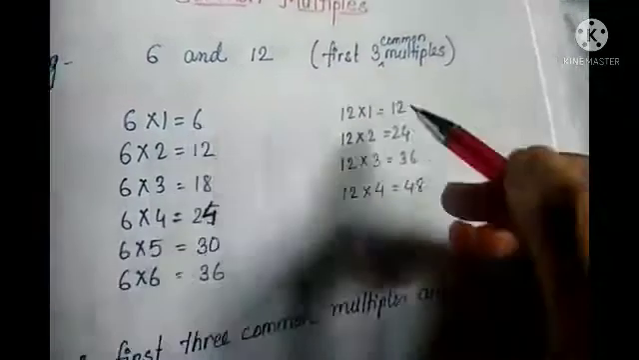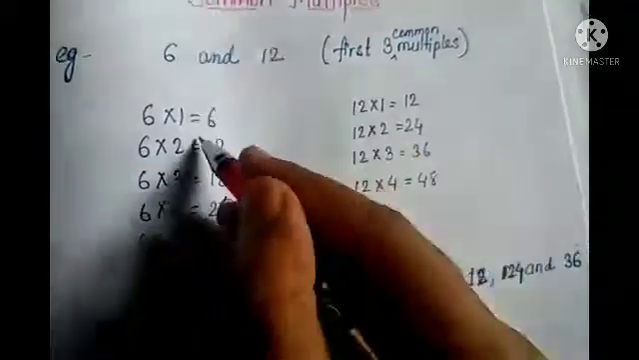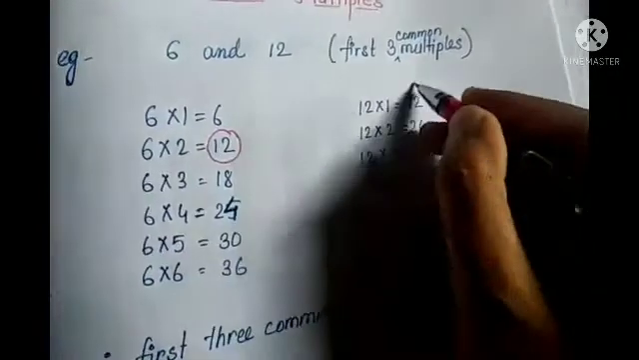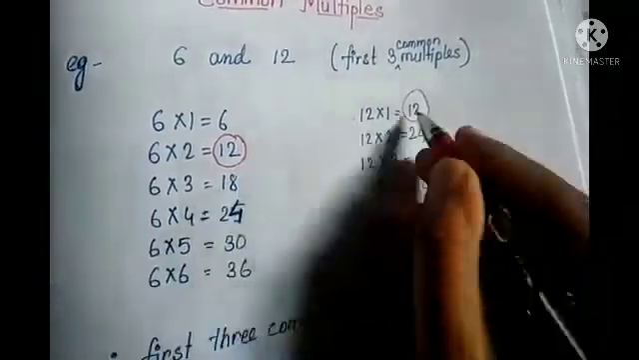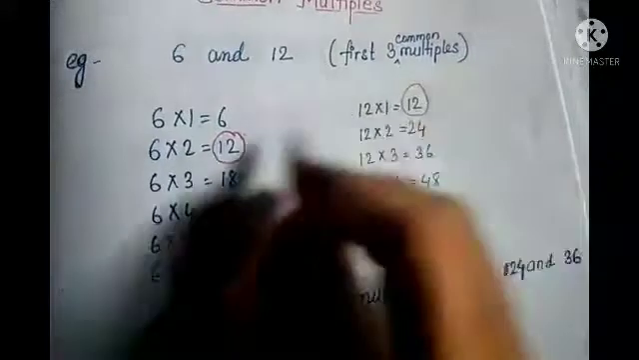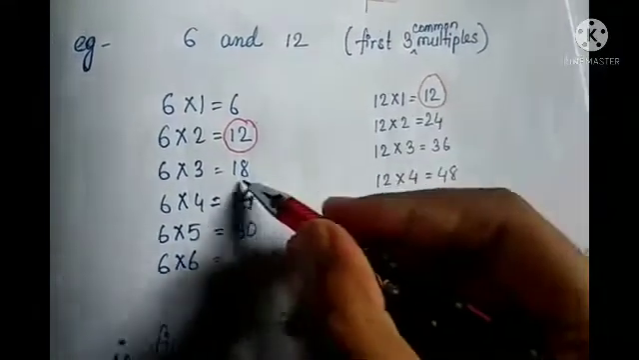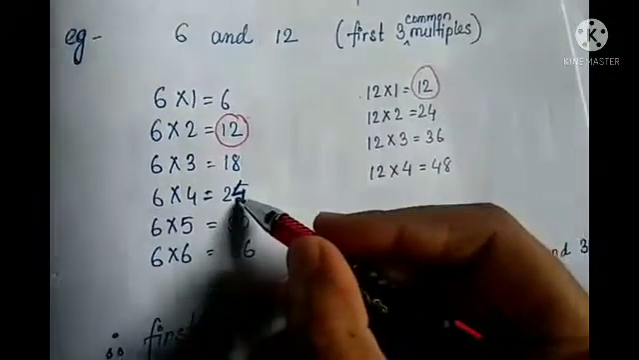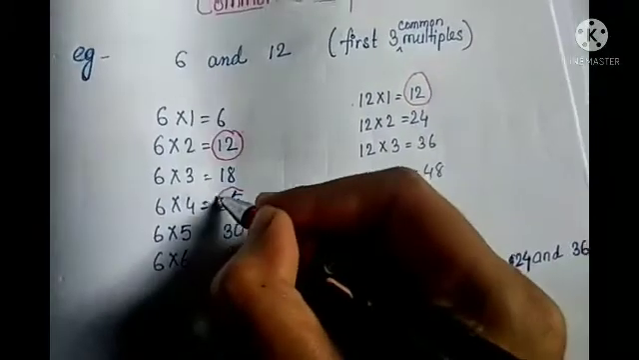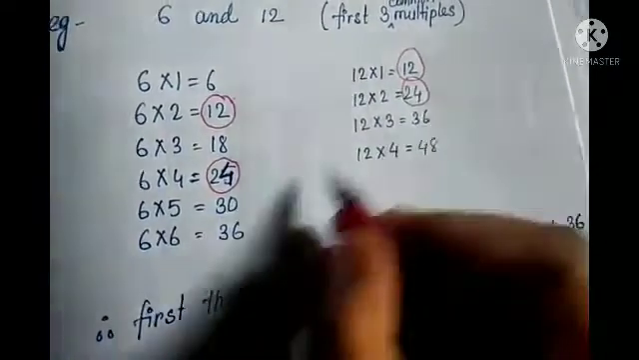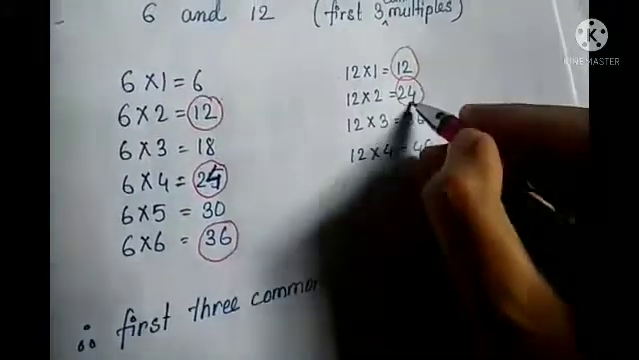Here it is 6, but here we don't have any 6. Now 12, here yes 12 is there, so you can mark this, and as they are common in both the cases, so we can consider it as what? Common multiple. 18 no, 24 yes, so you can also circle this number. These are common. 30 no, 36 yes.